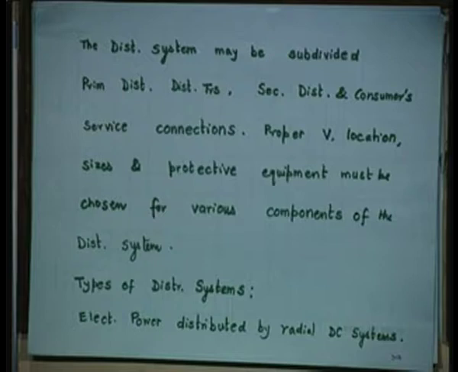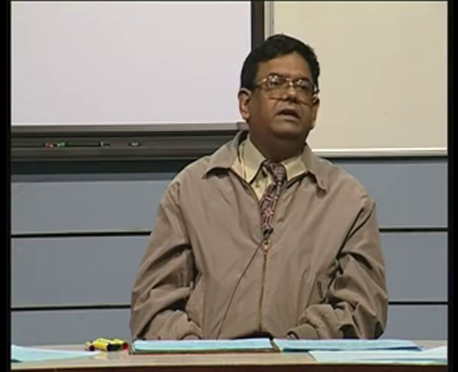Then protection is equally important. Fuses, MCBs, and they must be chosen for various components of the distribution system. Just as protection of the transmission system is important, as is the protection of the generation system, equally if not more, the distribution system protection is important. For example, in a transformer you have overfluxing relays.